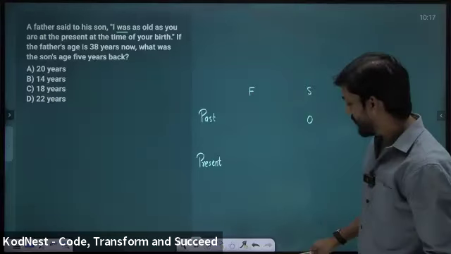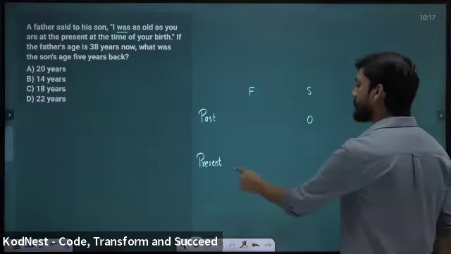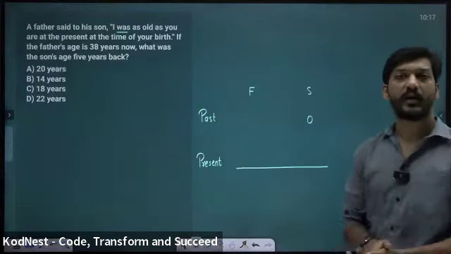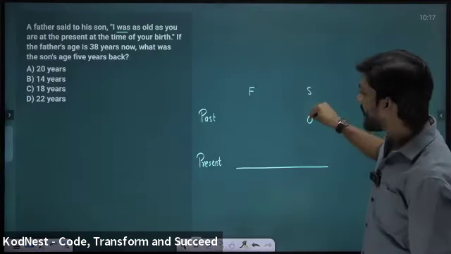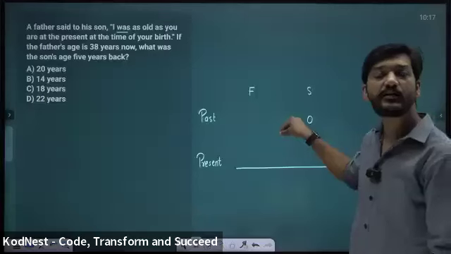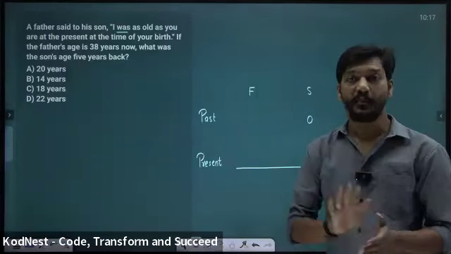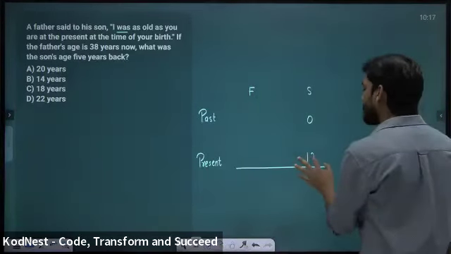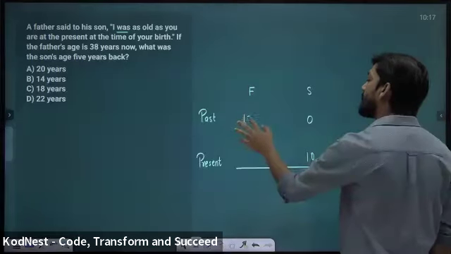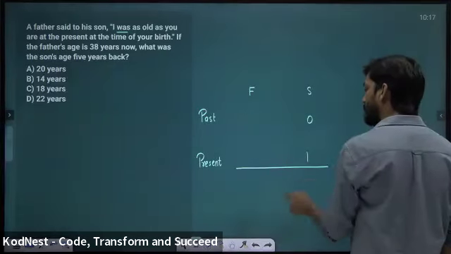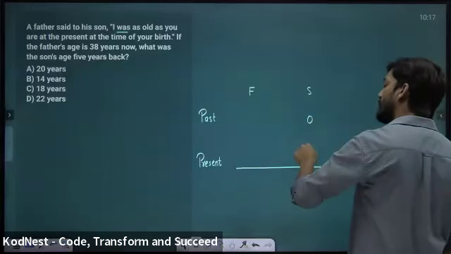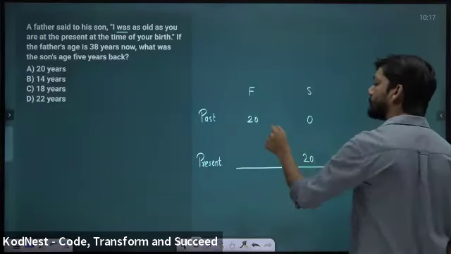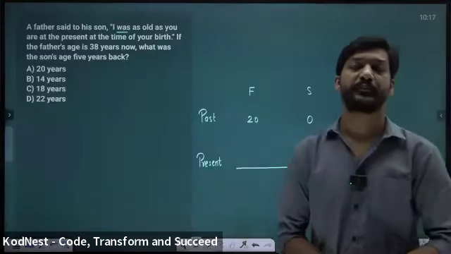All right, carefully see please. In the present, father is talking about the past. He is saying, when you were born, I was the same age as you are now. Meaning, if son is 10, father is saying, I was 10 when you were born. If son is 20, father is saying, I was 20 years old when you were born. This is what the father is saying.